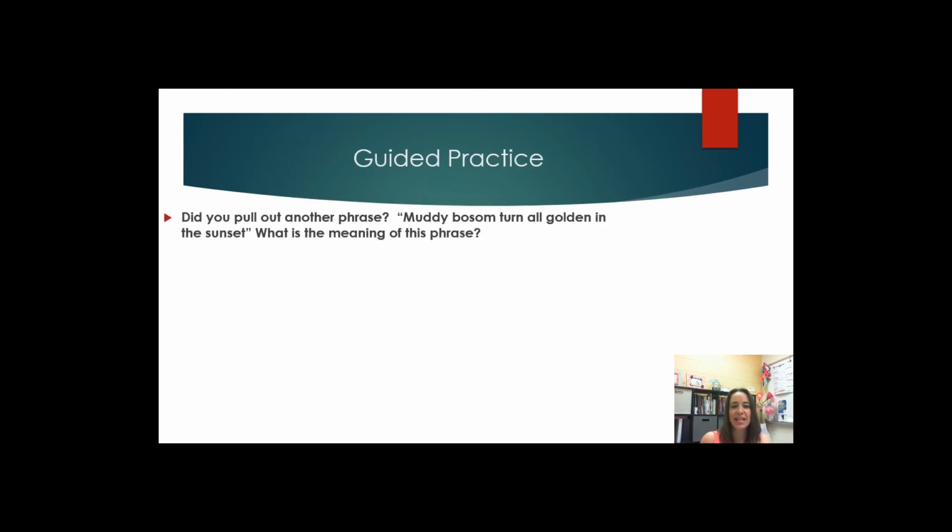Did you pull out another phrase? Muddy bosom turn all golden in the sunset. What is the meaning of this phrase?